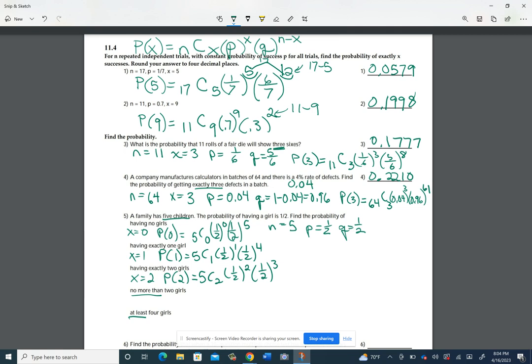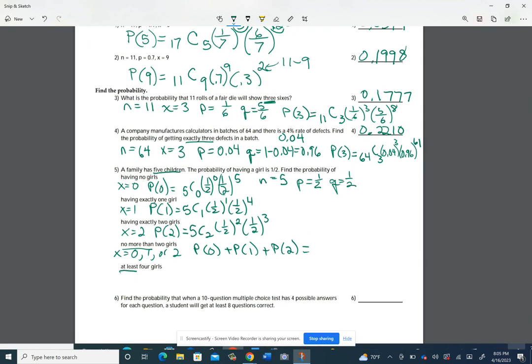All right. What's going to happen on the next ones is you'll have to use the formula more than one time. No more than 2 girls means X could equal no girls, 1 girl, or 2. It just can't be more than that. So it can't be 3 or 4. So to do that one, you're going to take what you got for the probability of no girls and just add the probability of exactly 1 and the probability of exactly 2, and that's going to be your answer. So if you hadn't already done it, you'd have to use the formula 3 times and then add those values together.